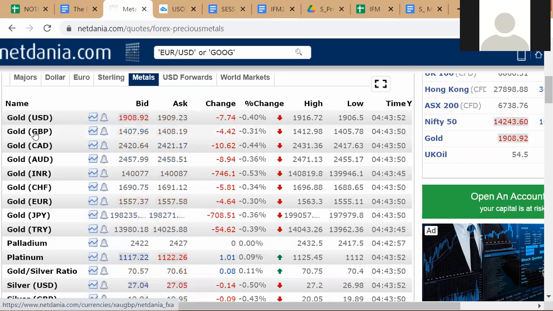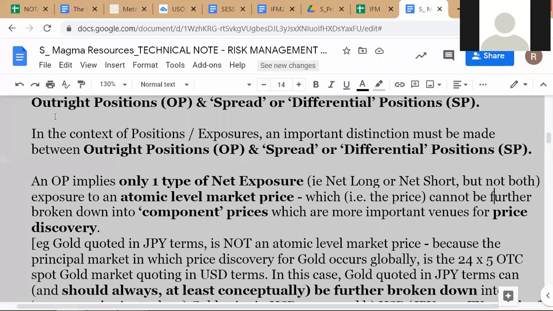Now you also have these other markets. So here what we say is that these are all markets for gold, but this is the primary market for price discovery in gold. So when you are dealing with any kind of risk management problem, I'm just trying to see how we got to this point.